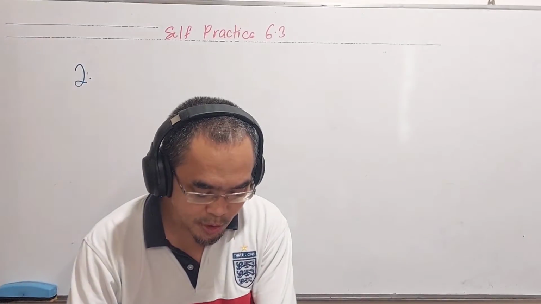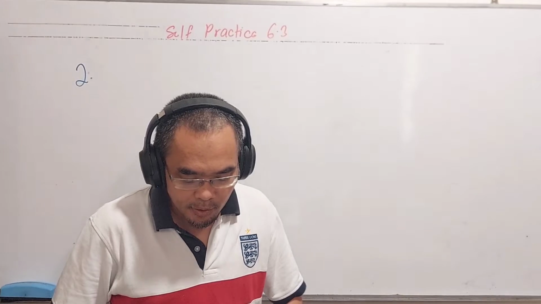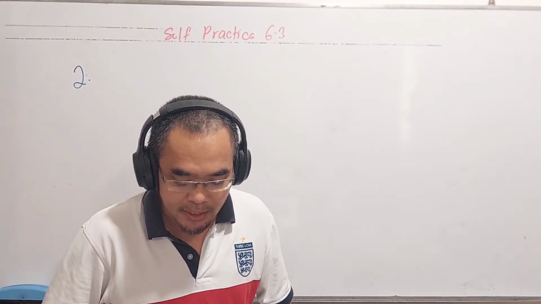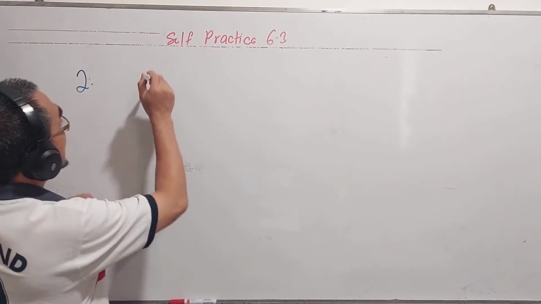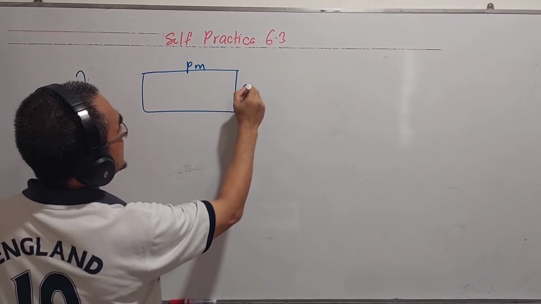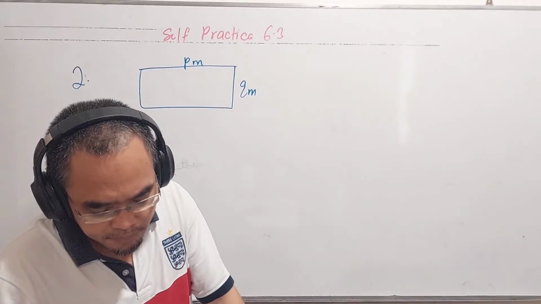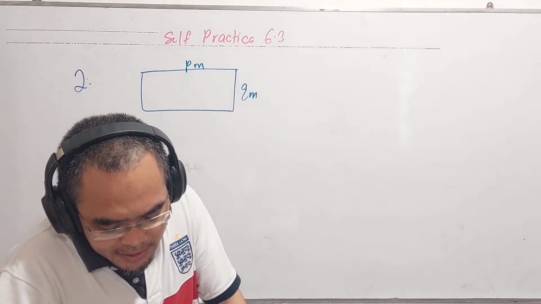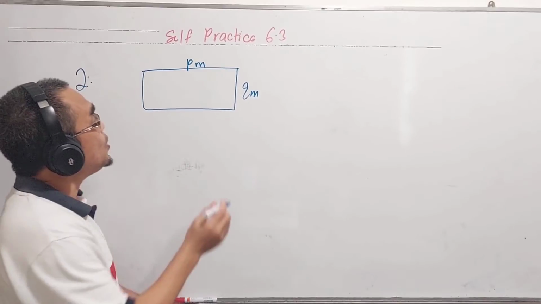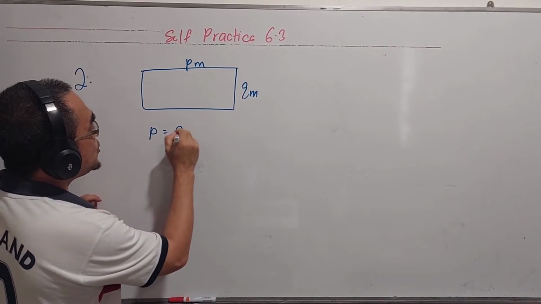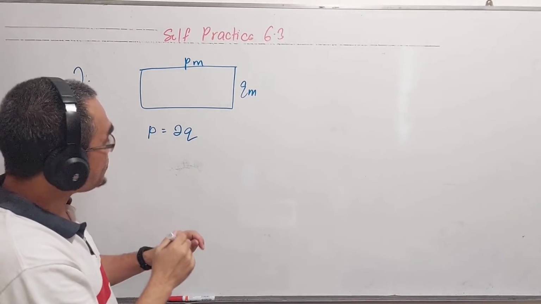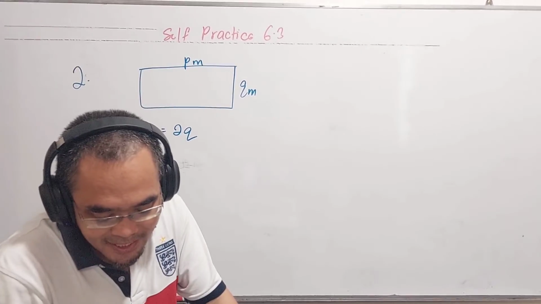Okay, let's read the question. The length of a rectangular swimming pool is P meter and its width is Q meter. Okay, first we have to draw a rectangle, P meter, Q meter. It is given that the length of the swimming pool is twice its width. So it means P equals to 2Q, from the first statement. Okay, so let me know if you don't understand that.